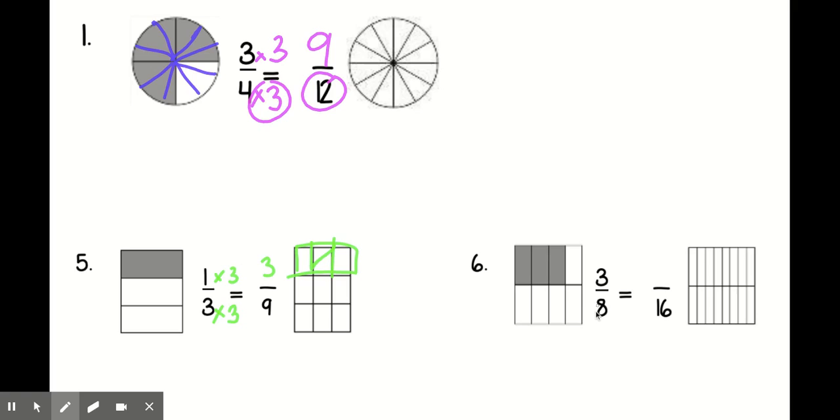Now, number 6, you have 8 and it changed to 16. What did they have to multiply to get it to 16? 8 times 2, because 8 times 2 gives you 16. If you did it to the bottom, you have to do it to the top, no matter what. 3 times 2 equals 6, and that should have given you 6/16. The only reason you have a specific number here is because they already told you how many pieces you get at the end, so you just have to figure out what you had to multiply by.